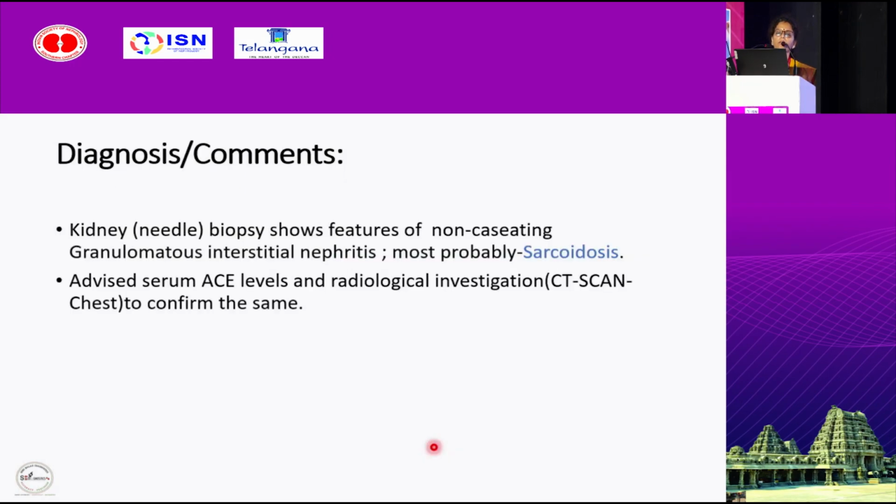IF was negative. So the diagnosis was given as kidney needle biopsy showing features of non-caseating granulomatous interstitial nephritis, most probably sarcoidosis, and we advised serum ACE levels and radiological investigation of CT scan chest to confirm the same. But patient was lost to follow-up, though I later received the information that patient improved on receiving steroids. That's it.